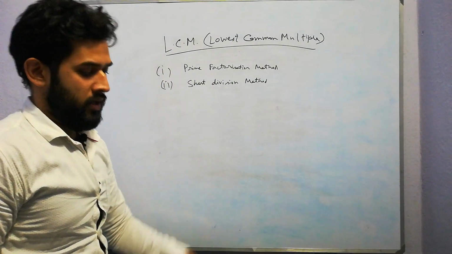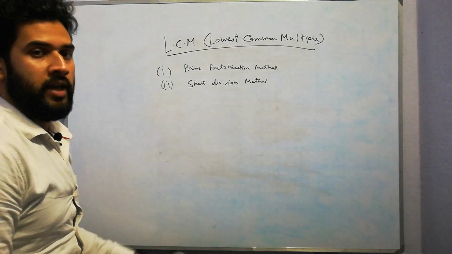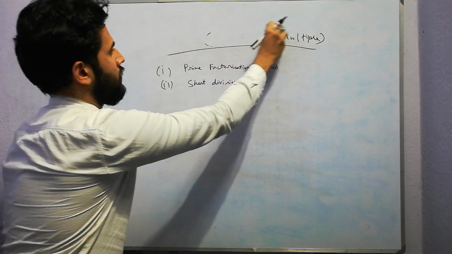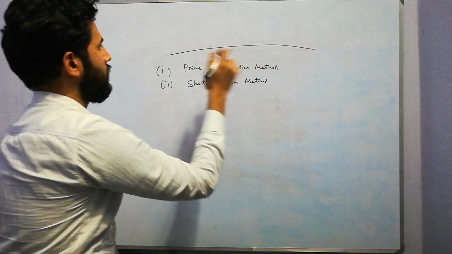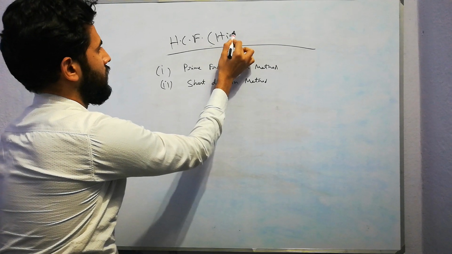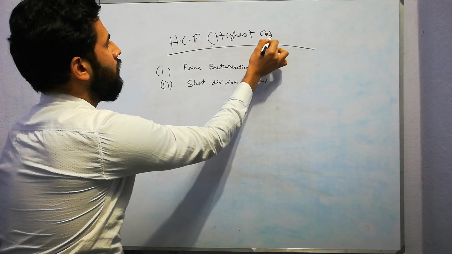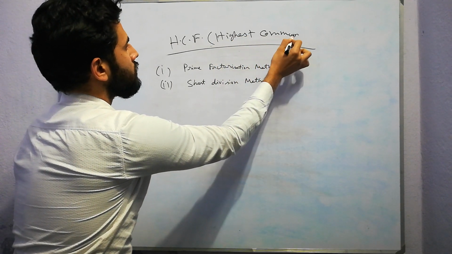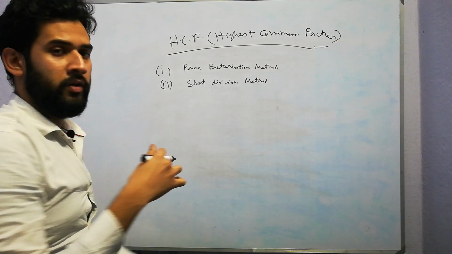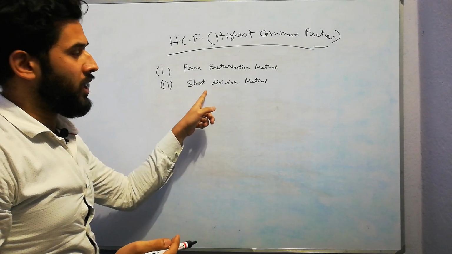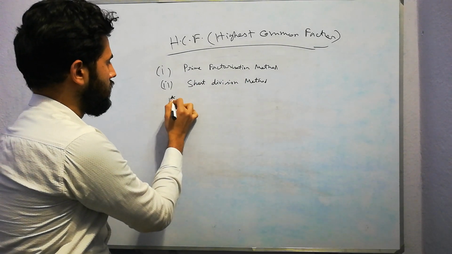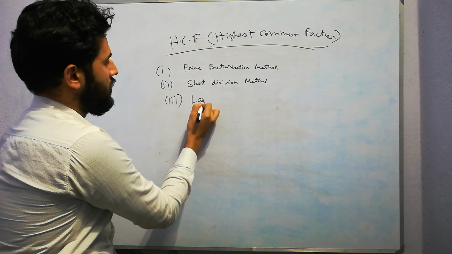And next is HCF. HCF, the full form is highest common factor. How many ways can I do it? The first two are the same, the prime factorization method and the short division method, and the third one is the long division method.